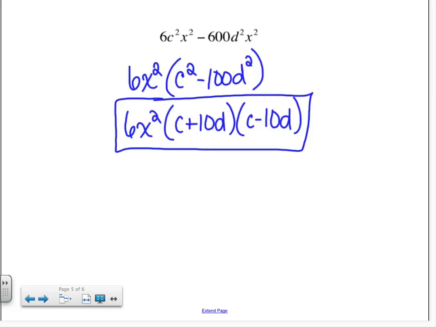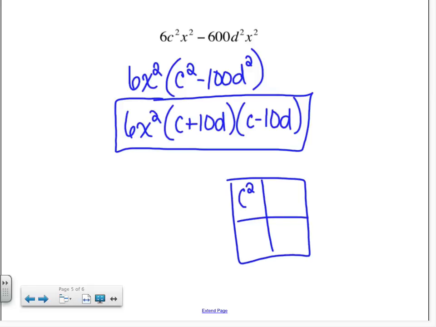Okay, if you didn't notice that it was a difference of two squares right off the bat, you could have, again, set up the area model. We know we need c squared as our first term and negative 100d squared as our last term, and we know we need our middle terms to cancel out, so the only way to do that is to have two opposite numbers. So the only way that you can get negative 100 is if you multiply negative 10 by 10. And then again, you need a d squared, so it's got to be 10d and negative 10d. And then for our first terms, c and c, to get c squared.